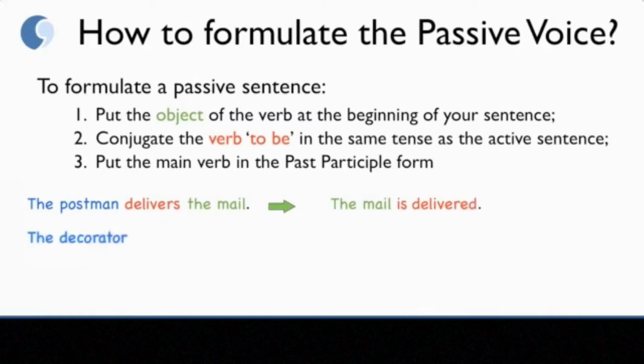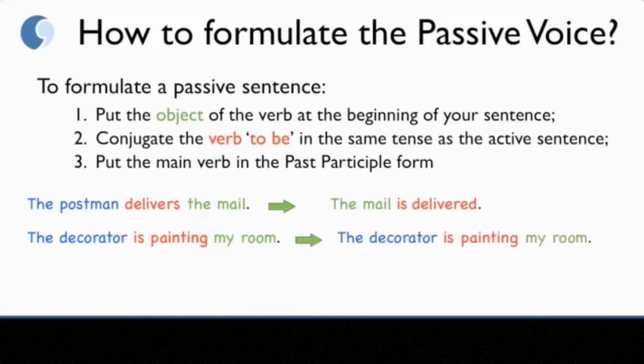So, next example: the decorator is painting my room. Here is the active sentence. Get rid of the subject. Put the object at the beginning. The tense is present continuous. Conjugate the verb to be in the present continuous, is being, and change to painted. My room is being painted.